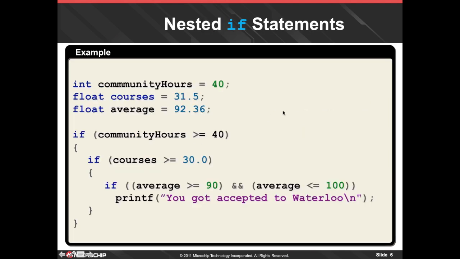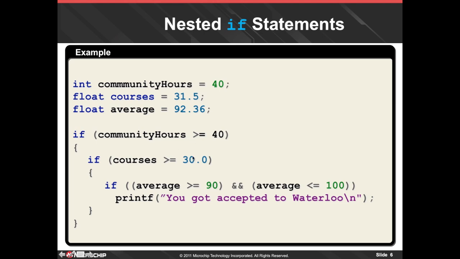Nested if statements are very useful if we want to string along a lot of statements and expressions that we want to all be true. So if you look at this example, we've got community hours, courses, and average with different data types here. This statement is saying that if community hours are greater than or equal to 40, here's our relational operator, and we've assigned a value of 40 to that, well, that's true because it's 40 or greater.